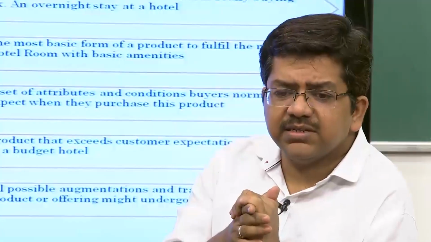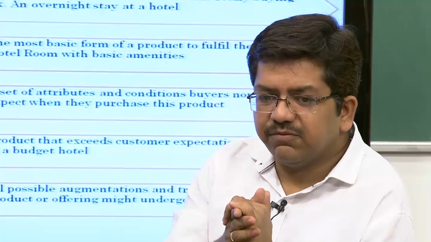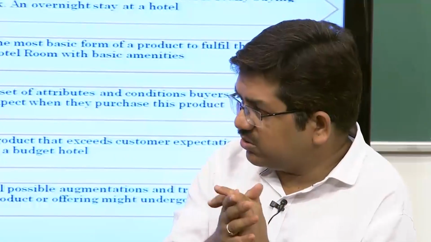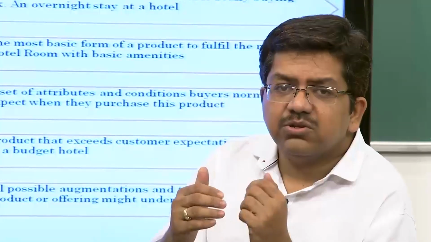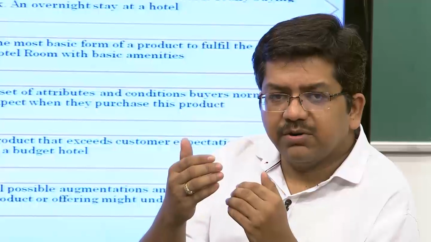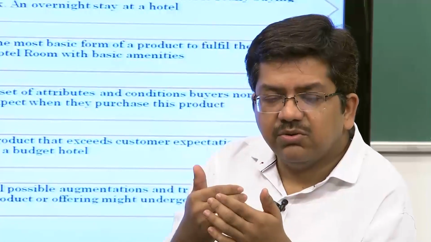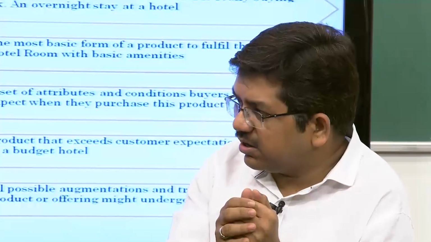The next level is the augmented product, which exceeds customer expectations. A couple of years back, one example of an augmented product was Wi-Fi in a budget hotel room, but today it might have moved to the expected product. So you see in the hierarchy, what is considered an augmented product today will become an expected product tomorrow.